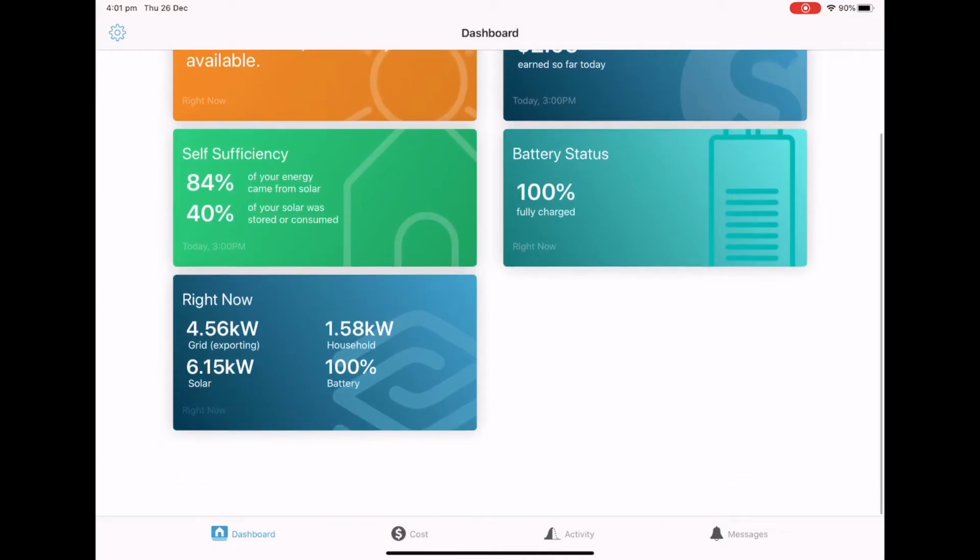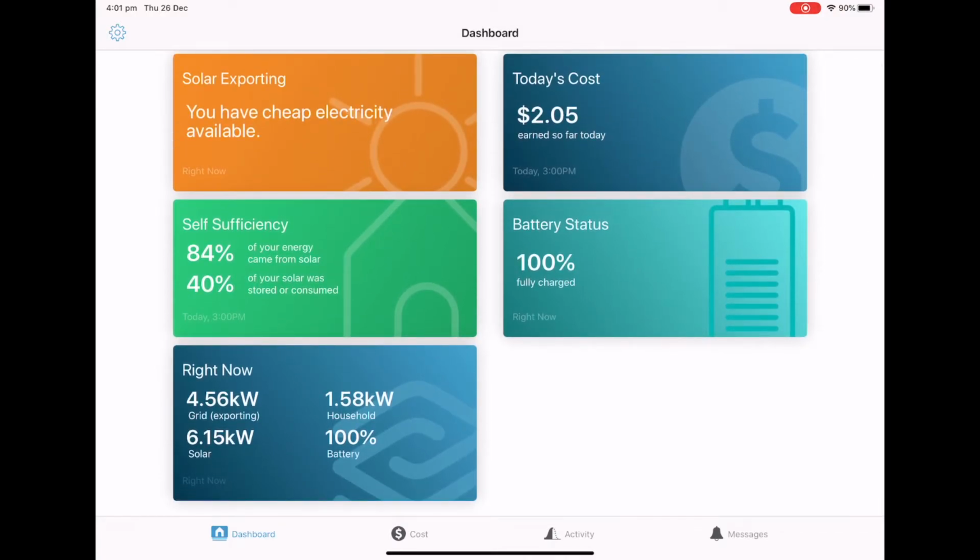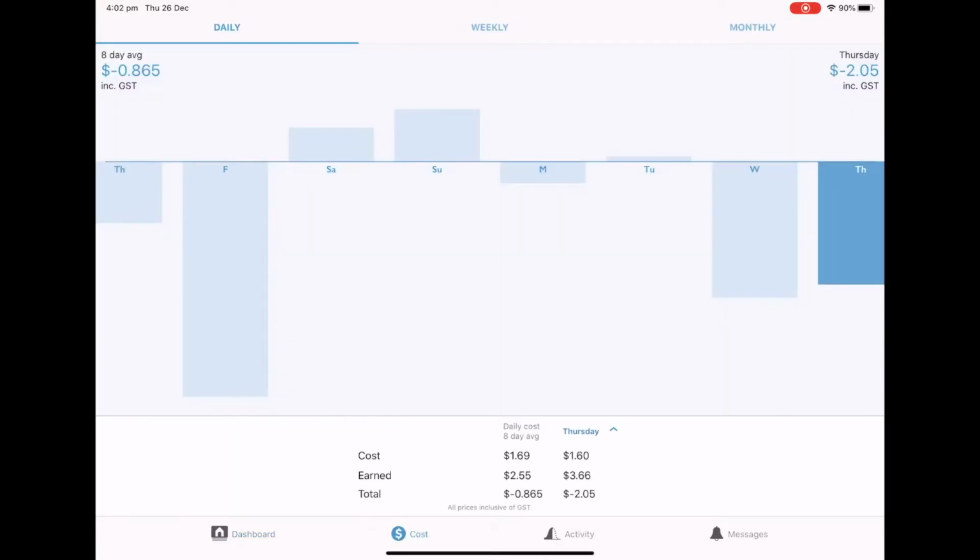Right now basically it's just saying 4.56 kilowatts have been exported back to the grid. The house is currently using 1.58. The solar is producing 6.15 kilowatts at the moment. Now if we go down to the bottom here, we've got cost. So we can go into cost, and that gives you a basically a summary of what's happened.